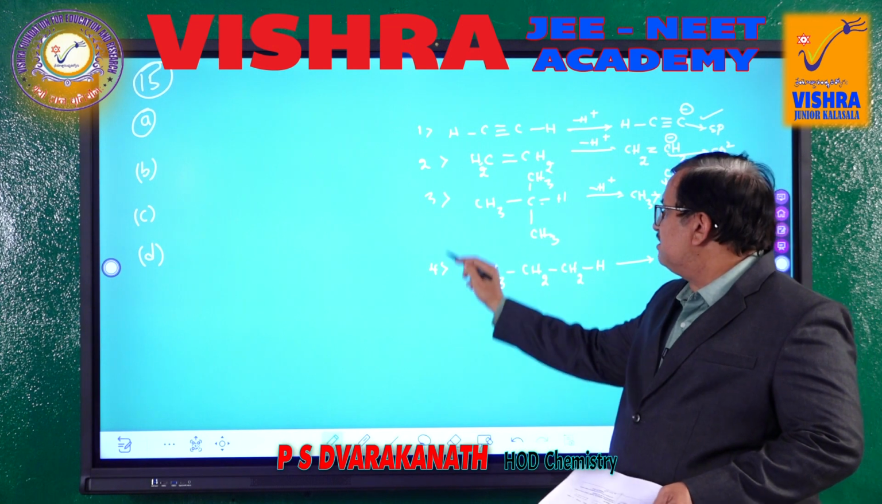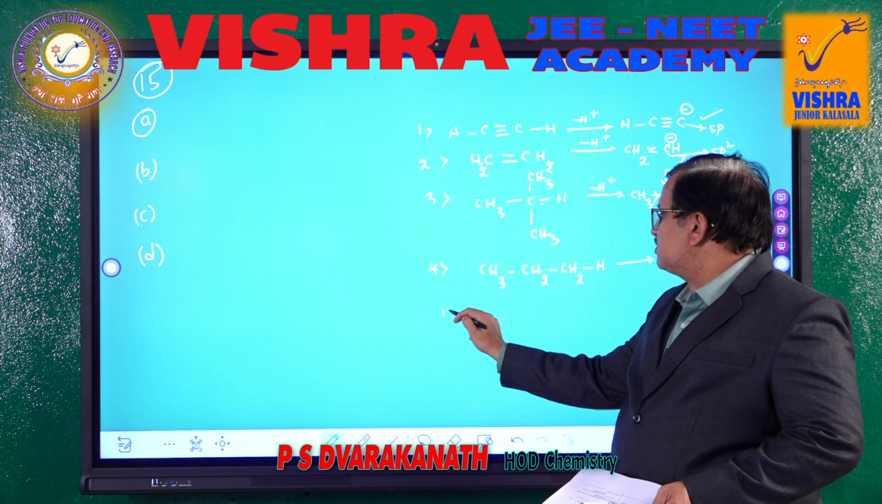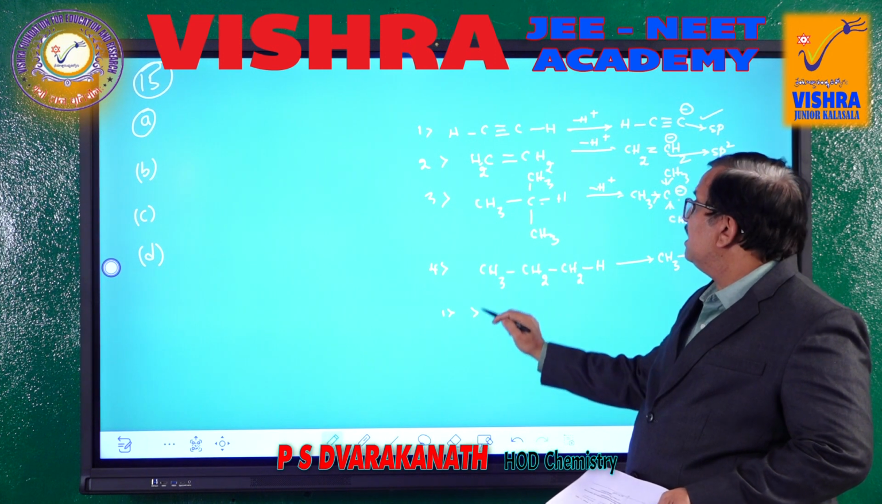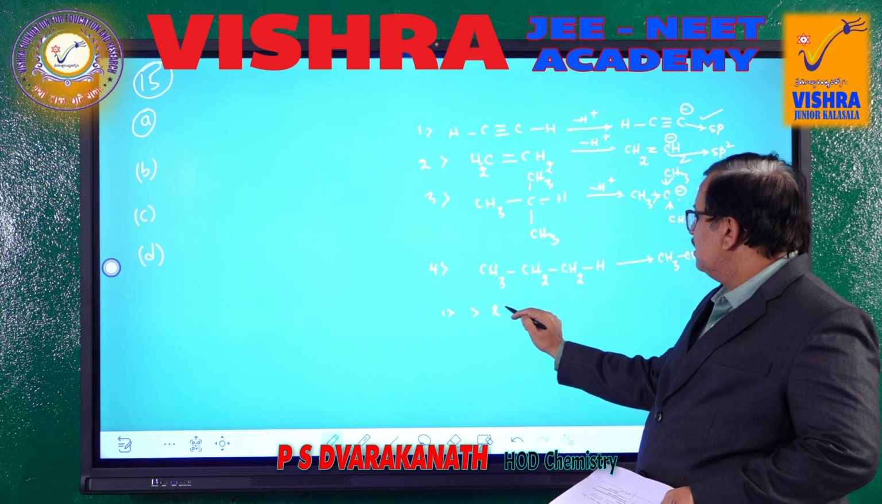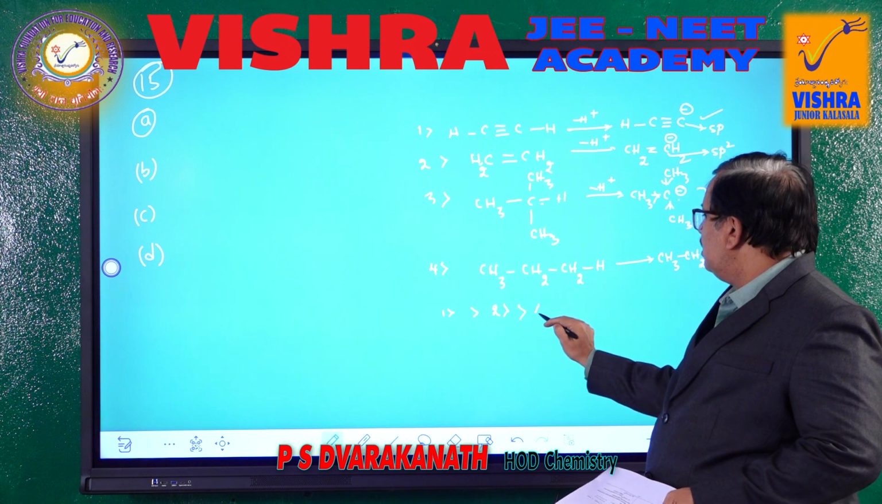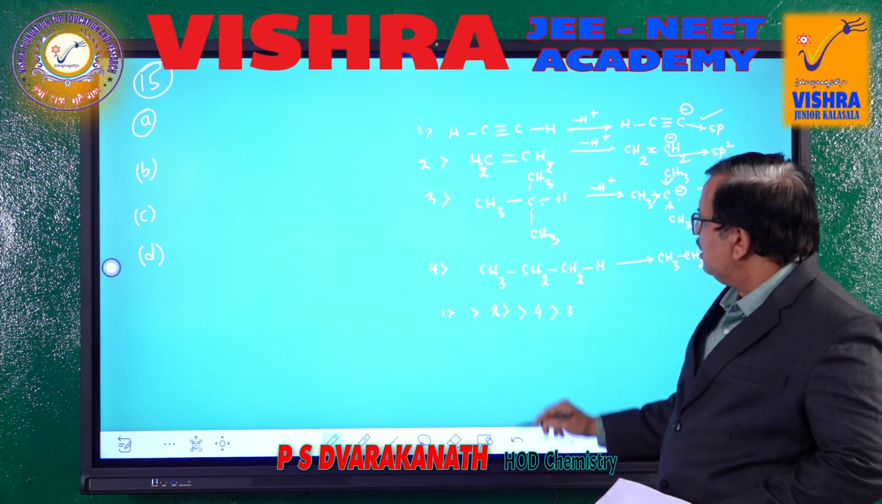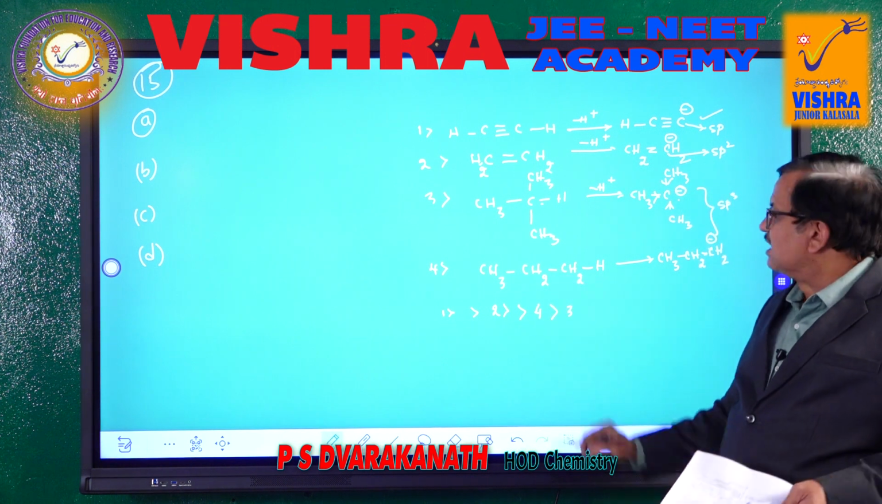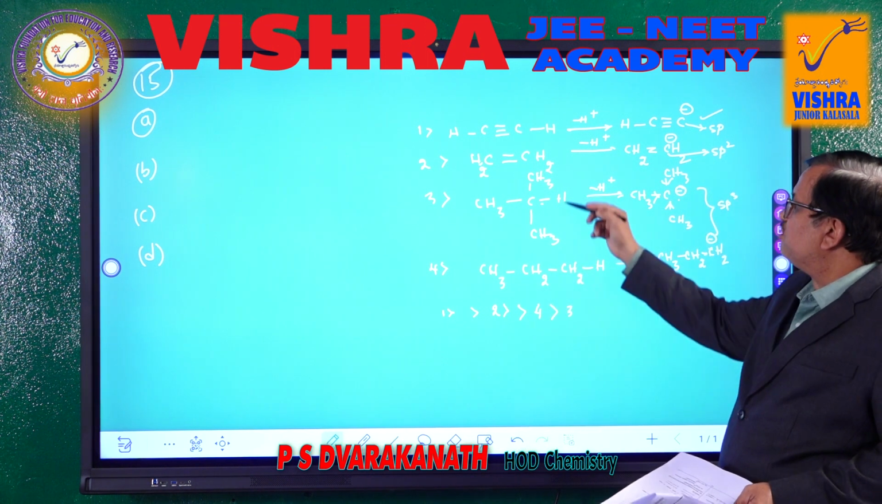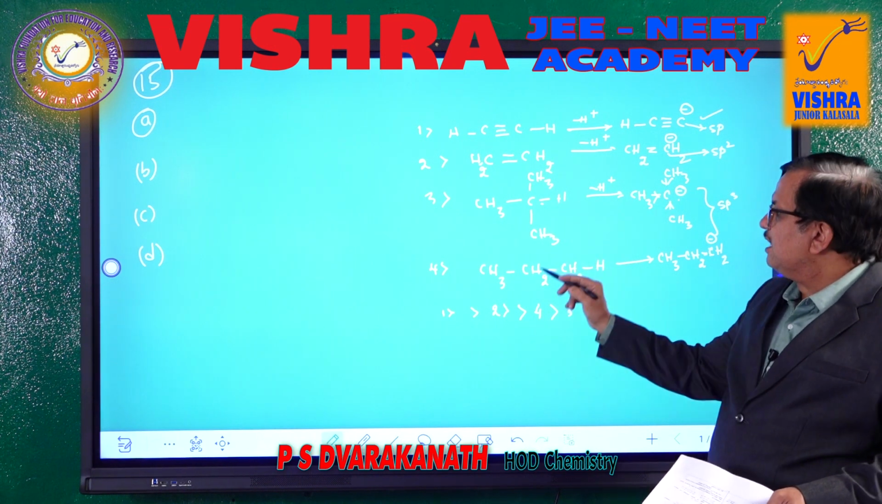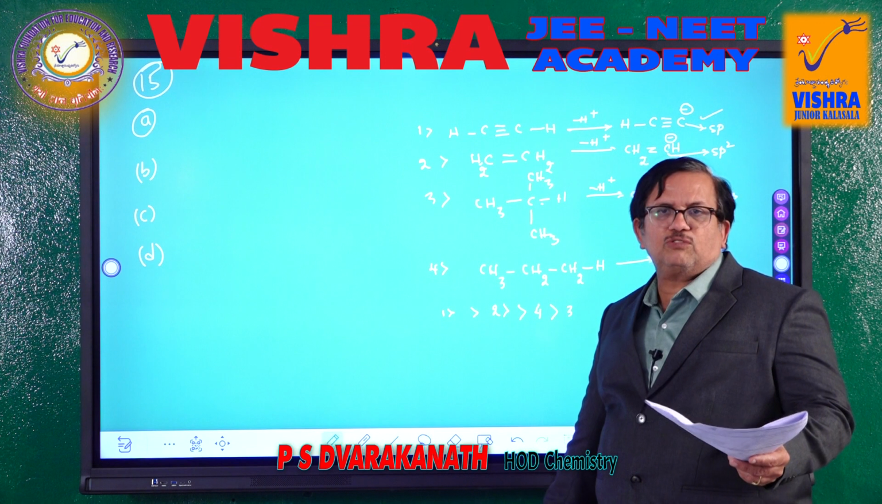Now, arrange the acidic strength. 1, it is most acidic, then 2, then 4, then 3. Between 3 and 4, that is, propyl carbanion is more stable than the tertiary carbanion. Okay, this is about this question.